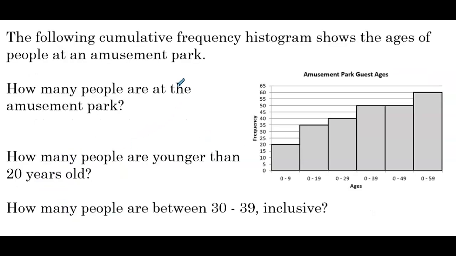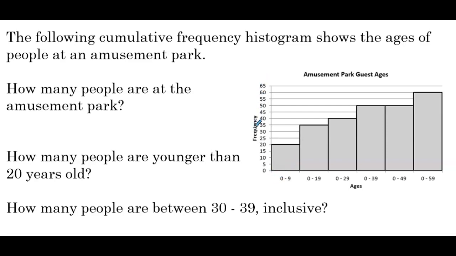The following cumulative frequency histogram shows the ages of people at an amusement park. So here on the horizontal axis, we see the age range, 0 to 9, 0 to 19. And I want to point this out because even if they didn't tell us it was a cumulative frequency histogram, we should know it just by looking at the age ranges. They all start with 0. So we're just making the age range larger and larger as we move left to right. That's the idea of a cumulative frequency histogram.